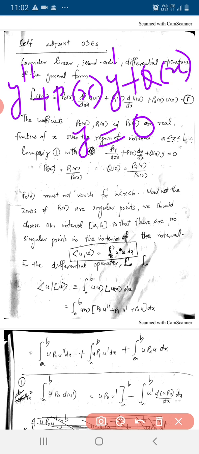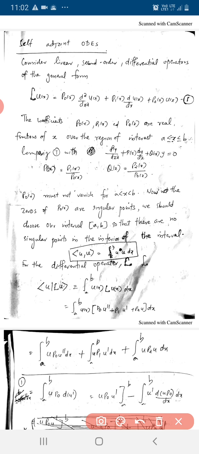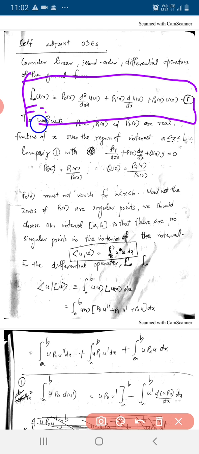We were considering such types of differential equations, and we are forming a differential operator out of this, and the differential operator is given by this Lu of x. L is the differential operator operating on the function u, given by equation 1: P0 of x d square by dx square u of x plus P1 of x d by dx of u of x plus P2 of x u of x. This is Lu of x.